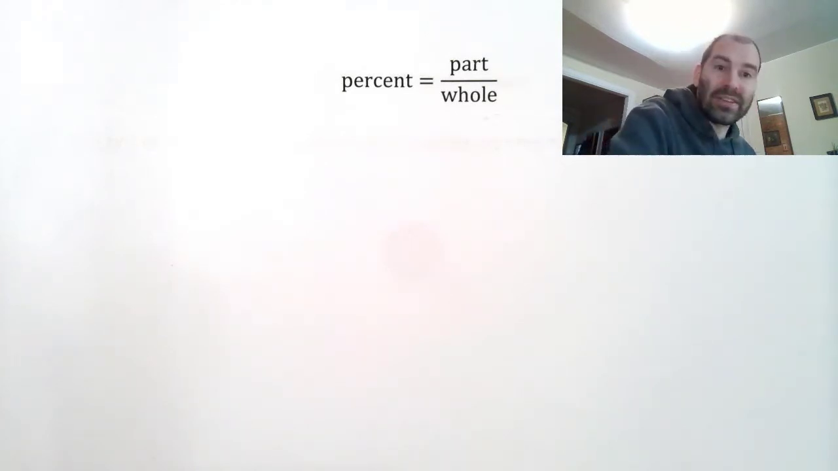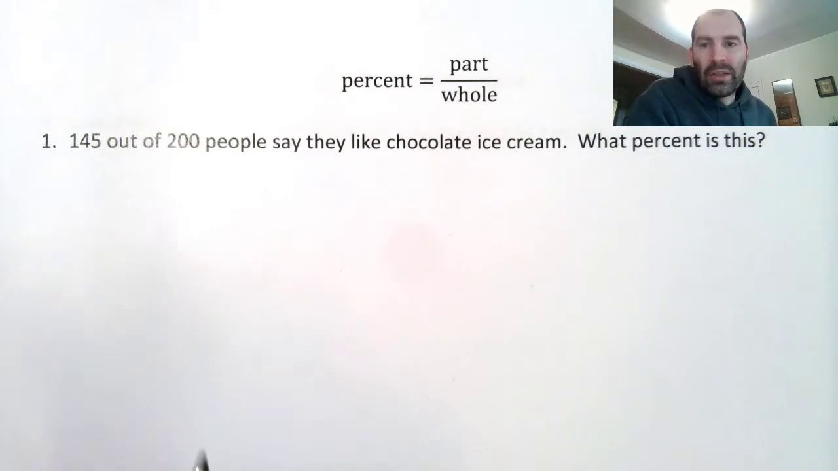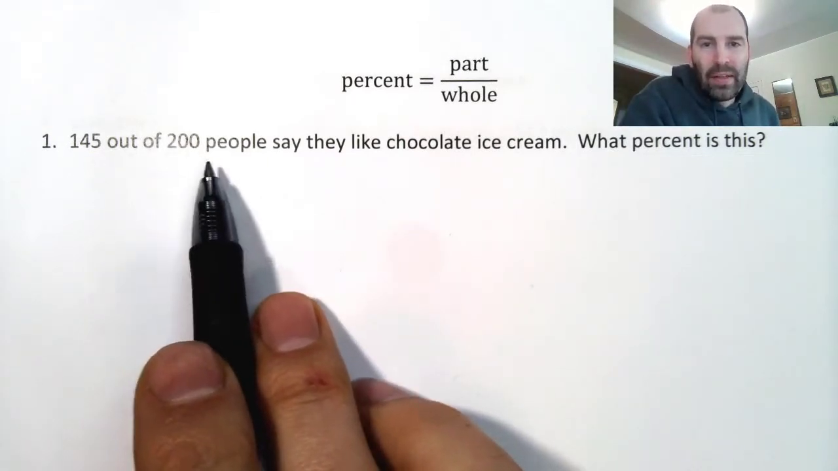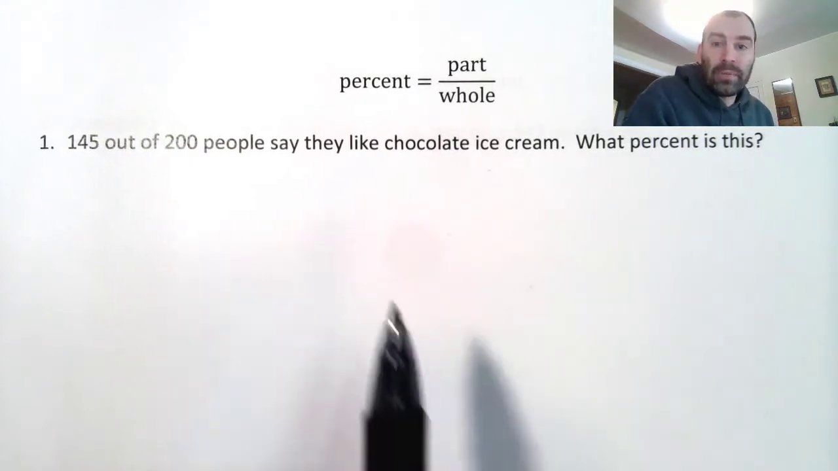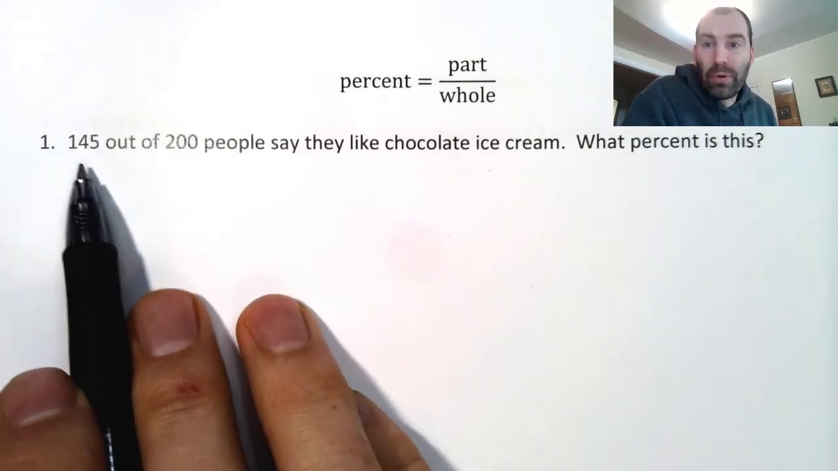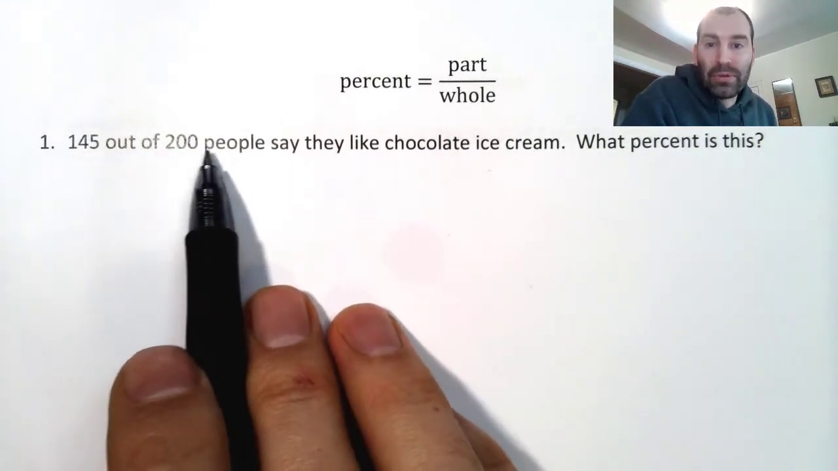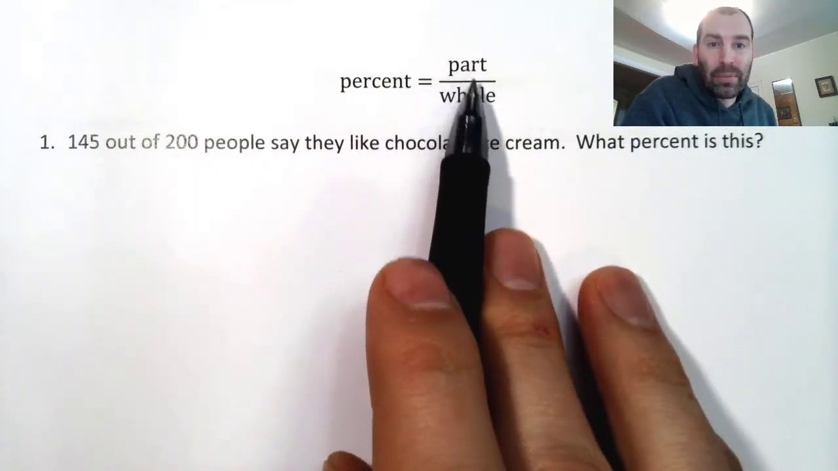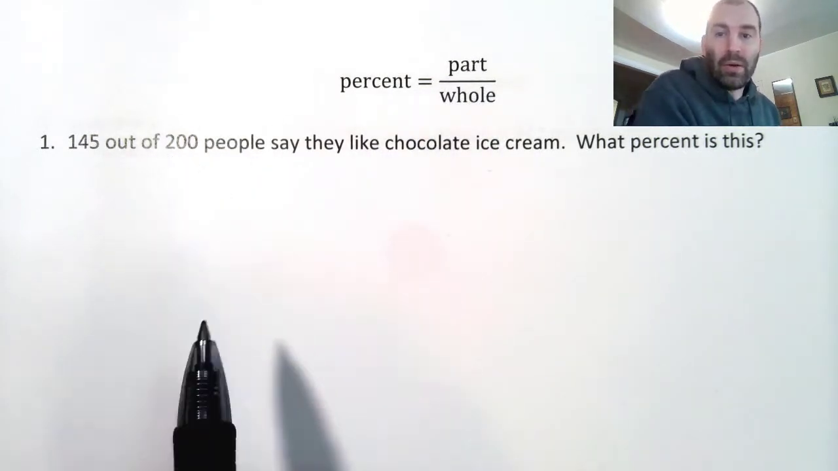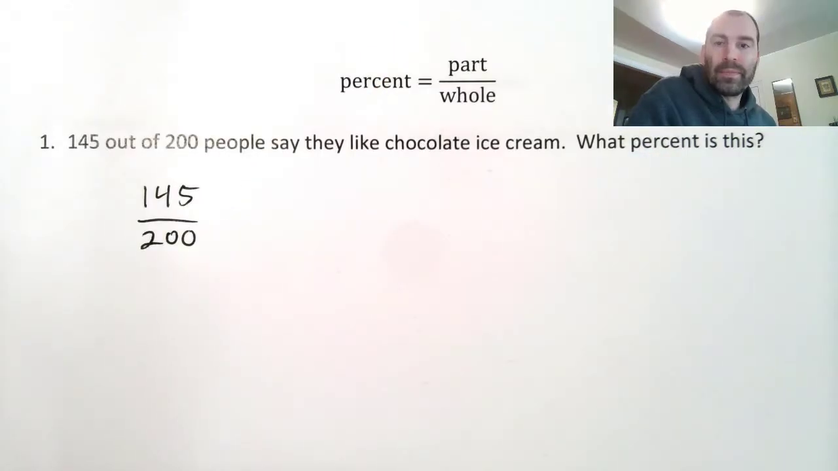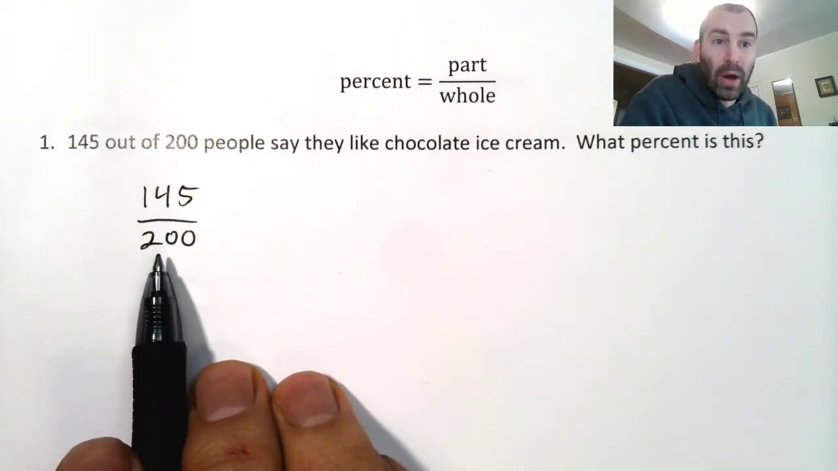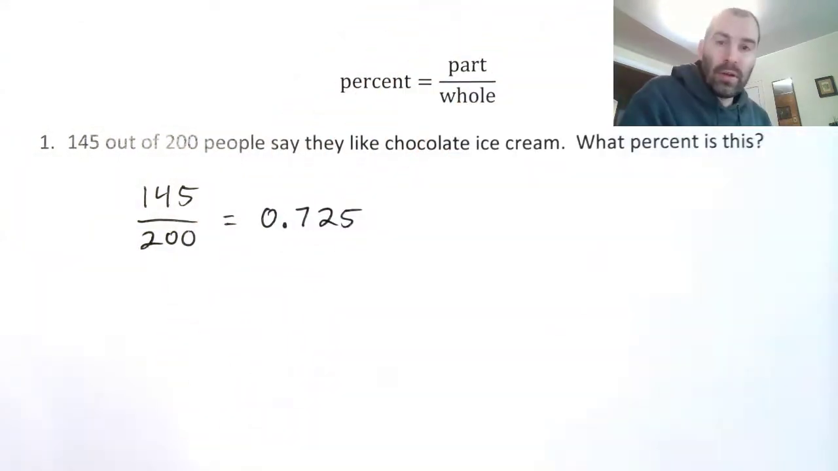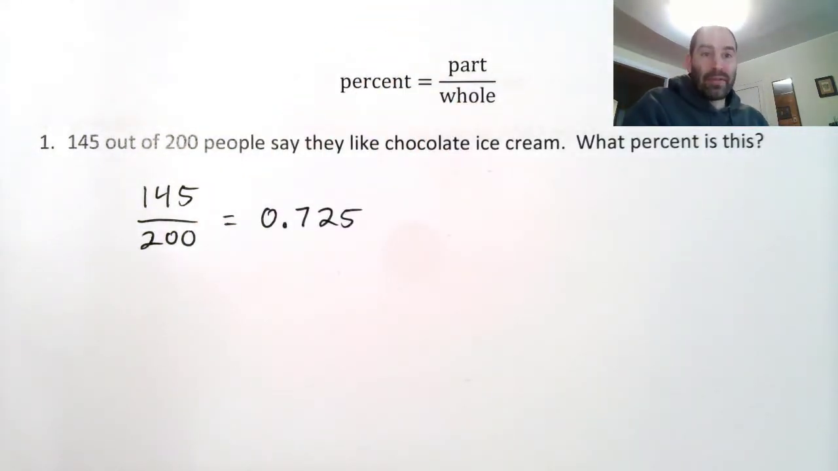So let's look at this example here. It says 145 out of 200 people say they like chocolate ice cream. What percent is this? So the part is the 145 out of a possible 200. So when I compute the percent, I'll just take the part divided by the whole. And when we make that computation, we can compute it as a decimal if we want, and you would get 0.725. So this can be viewed as a percent.